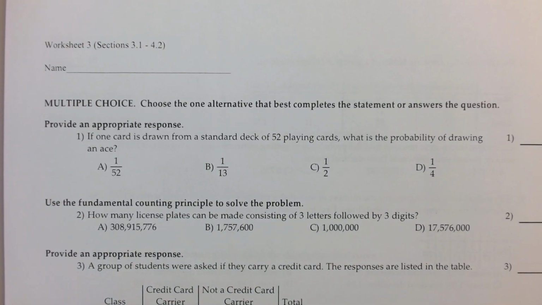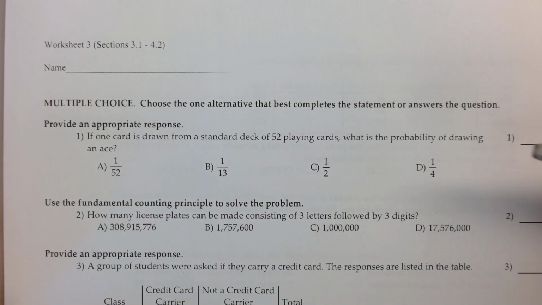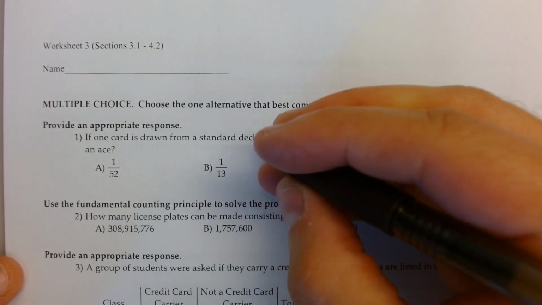In this video, we'll go over worksheets 3 and 4 that covered chapters 3 through chapter 5. So, looking at the first problem, these first few problems were on probability. Asking a probability of drawing an ace if you just draw one card from the deck. So remember that there are a total of 4 aces.